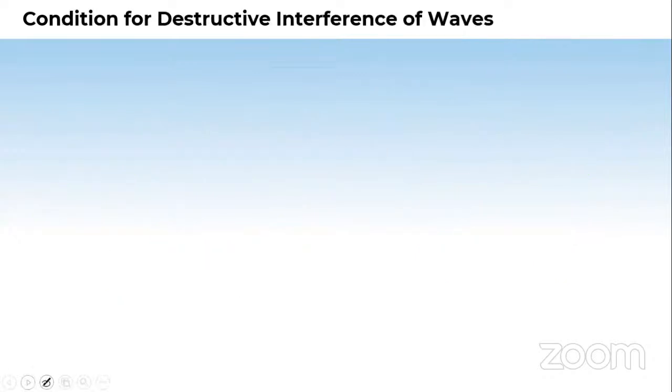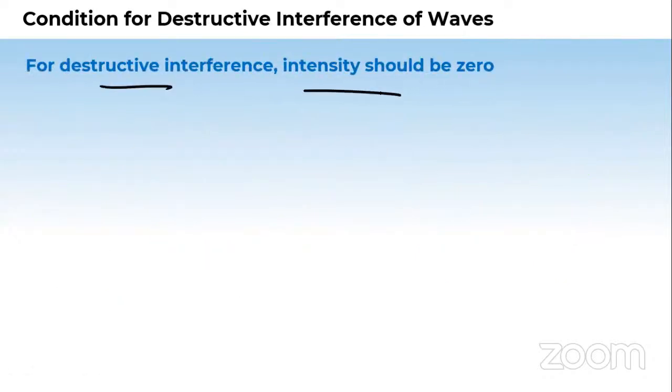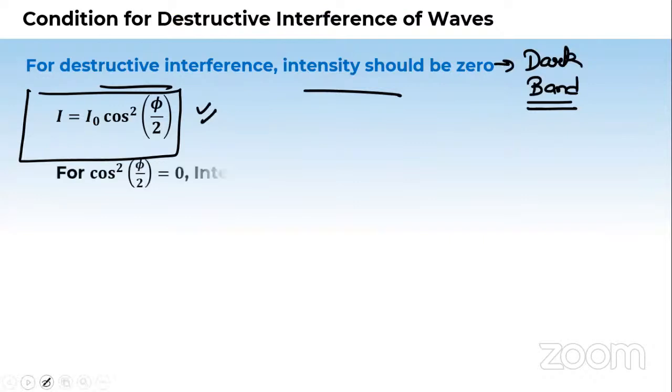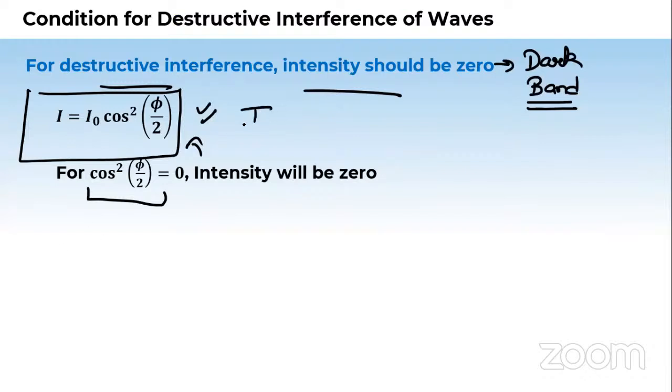Now let us see the destructive case. For destructive interference, intensity should be 0, because when the intensity goes to 0, that will be a dark band. We know this is the intensity formula: I equals I naught cos square phi by 2. If cos square phi by 2 is 0, then the intensity will be 0. Simple. I will go to 0.